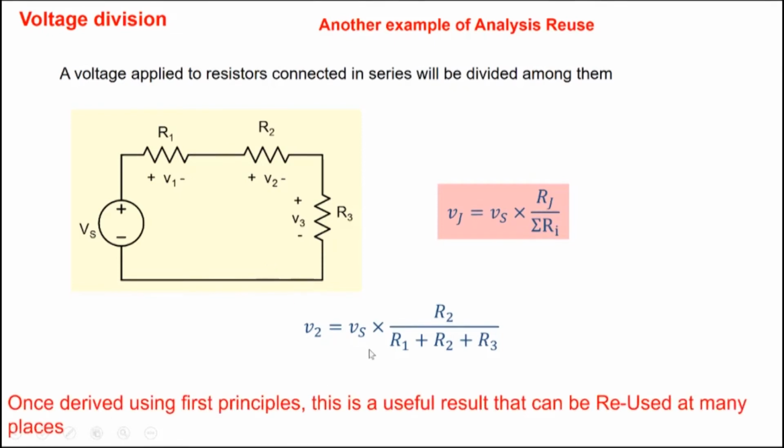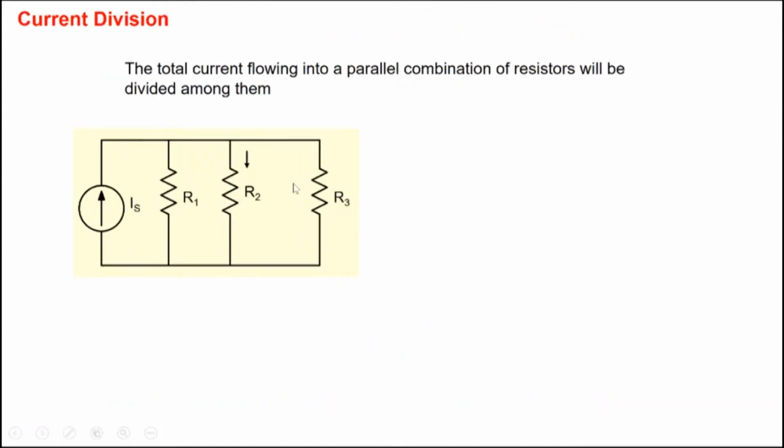Again, we have derived it. You can derive it from first principles, but use it wherever you can find that this is applicable. Similarly, the counterpart to that is the current division. The total current flowing into a parallel combination of resistors will be divided amongst them. So if you have a current here, it will divide between R1, R2, R3, and the current, let's say, flowing in R2 would be equal to the current which is dividing multiplied by this expression here.